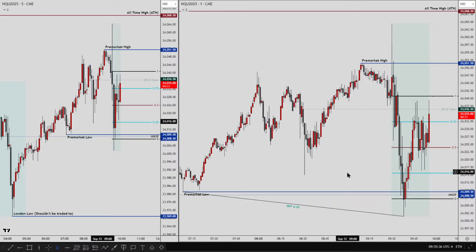I do trade the silver bullet. It's not my only model. It's not my favorite model, but it is one of them. It's probably like top 3. It's pretty easy to trade. I taught it really in depth. So if you just go through the playlist, there's 13 lectures now. There's going to be one coming out tomorrow as well.